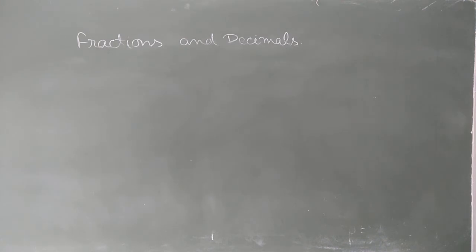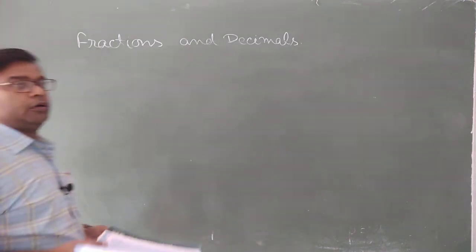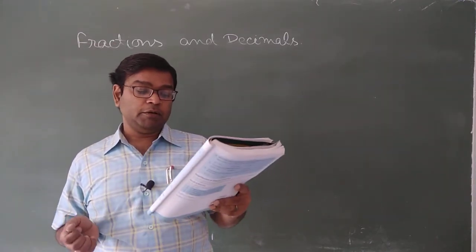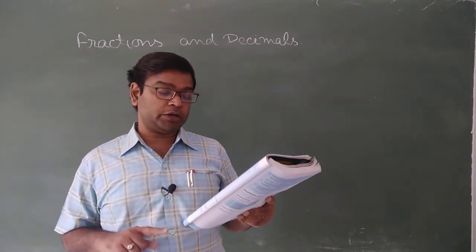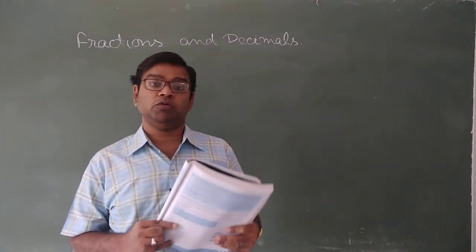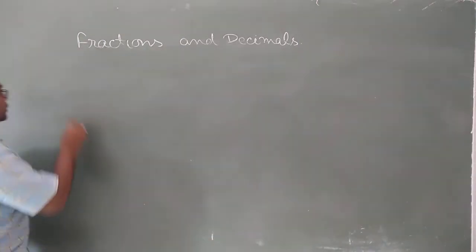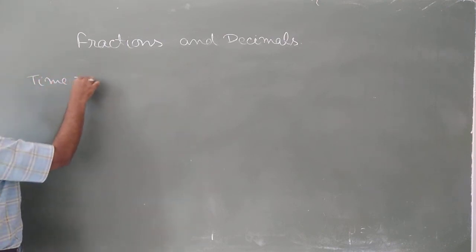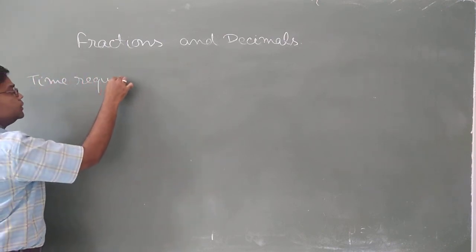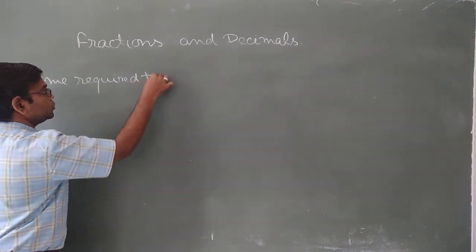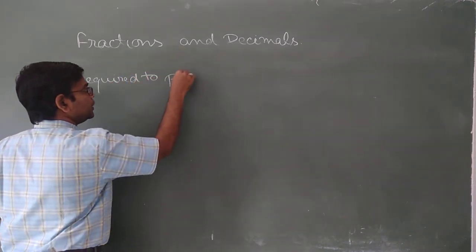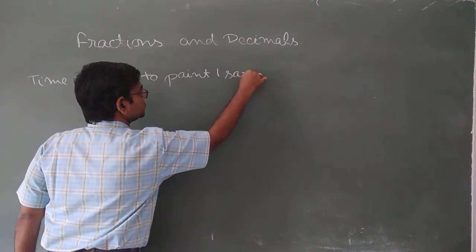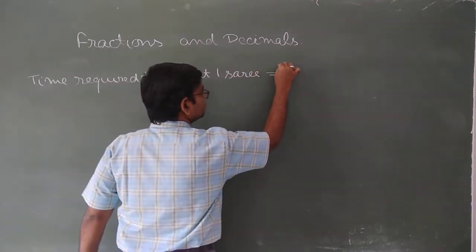Next question is about some painting. What portion of a sari can Jainab paint in 1 hour if it requires 7 hours to paint the whole sari? See, time required to paint one sari equals 7 hours.